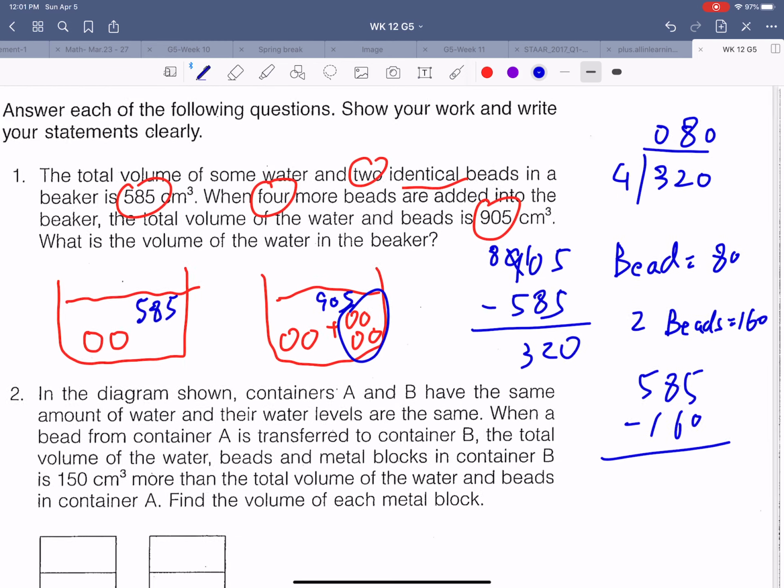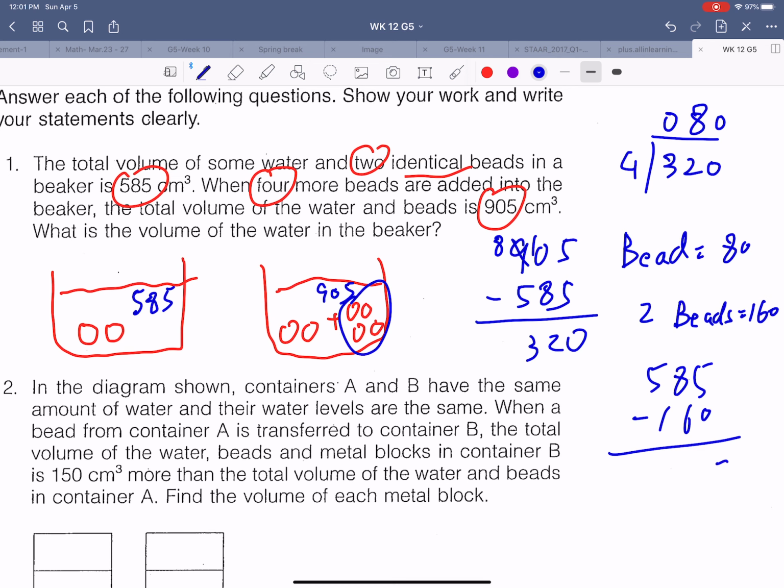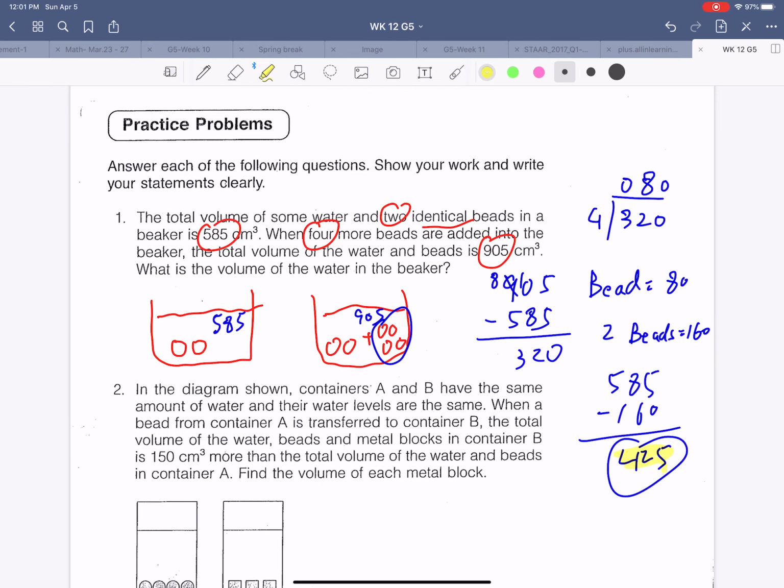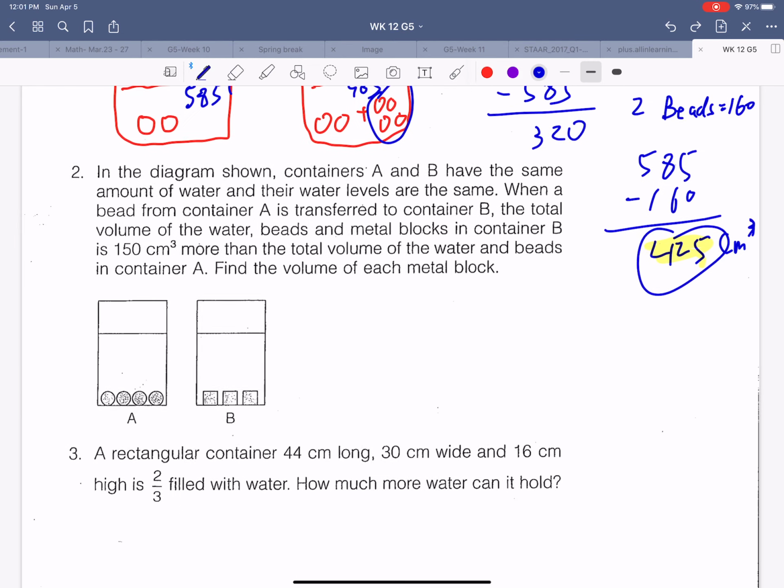That'll be the volume of the water, which is gonna be 425. Okay, the volume of the water is gonna be 425 centimeters cubed. Add up the units here: centimeters cubed, 425 centimeters cubed. You may pause and rewatch this part if you're confused about this one. Make sure you're using the graph here to help you understand. Alright, that's number 1. Let's go to number 2.